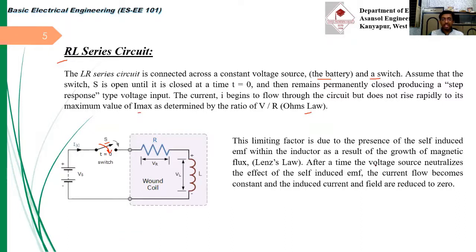This limiting factor is due to the presence of self-induced EMF within the inductor as a result of growth of magnetic flux, as proposed by Lenz's law. After a time, the voltage source neutralizes the effect of the self-induced EMF and the current flow becomes constant, and the induced current and field current are reduced to 0.